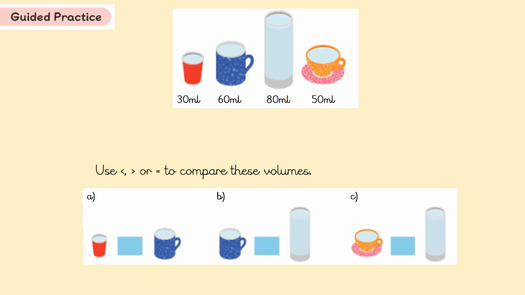For your guided practice today, we're going to have a look at the containers that you measured yesterday in your guided practice. You found that the red cup had 30 millilitres, the blue mug had 60 millilitres, the tall glass had 80 millilitres, and the orange cup had 50 millilitres. I want you to use the less than, greater than, or equal to symbols to compare these volumes in A, B, and C. Don't forget, if you're getting a bit muddled with the less than or greater than symbols, think of them like greedy fish or greedy crocodiles. They always try to eat the bigger one with their open mouth.